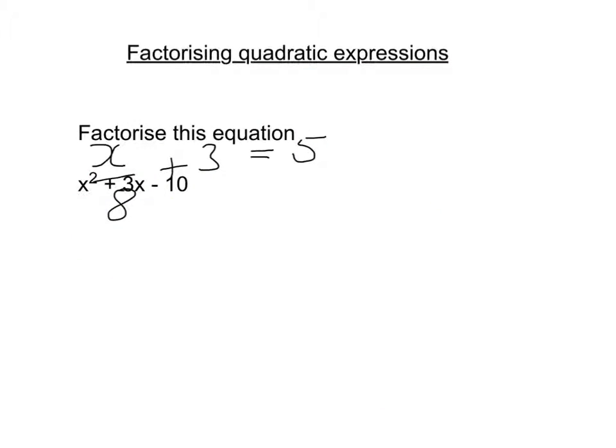Okay, same again with this one. Only this time we've got a minus sign separating the last two numbers. So we're going to be a little bit careful here, but let's see what happens. We know we've got our two brackets, and I know the front two parts have got to multiply to give me x squared, so that's easy. X and x. But now I've got to think about what is going to multiply to give me minus 10 and add to give me 3.